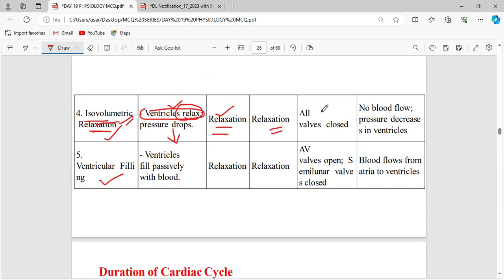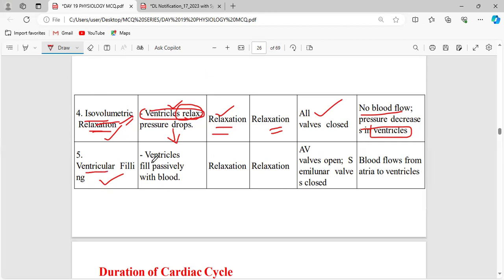Okay, and what are all the valves involved in the isovolumetric relaxation? All valves are getting closed. As a result, no blood will flow, and the pressure in the ventricles will be getting down. And the last, final phase will be the ventricular filling.